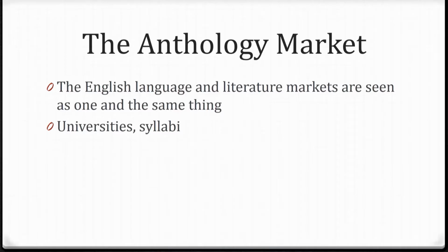So there is this anthology market. He talks about how, in this anthology market, English language and literature markets are seen as one and the same thing. There is hardly any distinction being made between English language and English literature. He also says this is because even when English language is being taught right from school days, it is done through passages from literature. So there is an overlap and not much of an effort has been made to bring out a distinction. And the other thing is that this is very much driven by universities and syllabi.